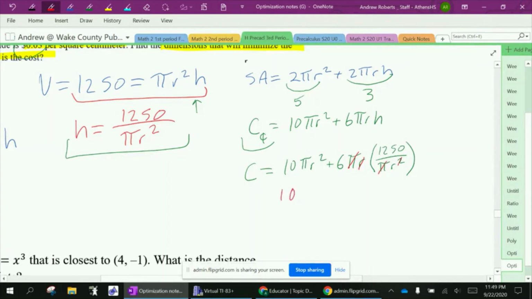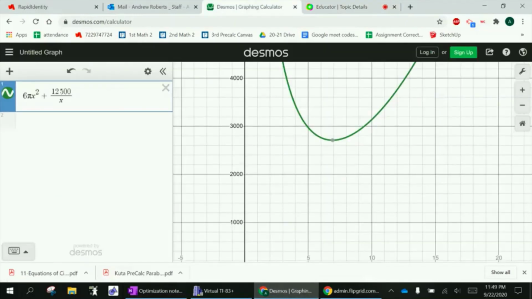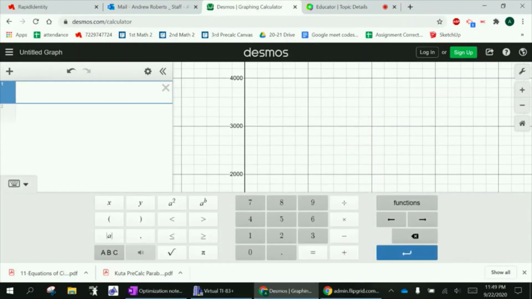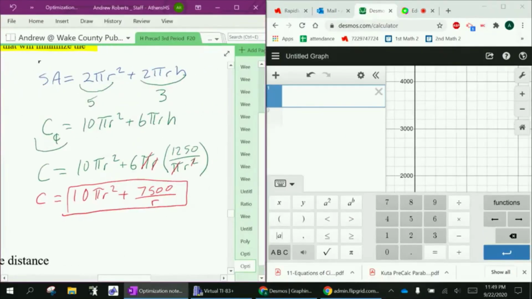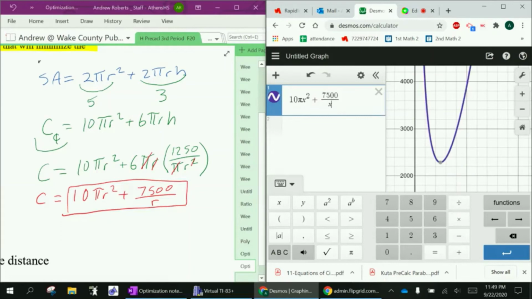And by that I mean there's a calculator sitting right here next to me. So 10 pi r squared plus 7,500 divided by r. That's my cost equation. I've got to find where that is the minimum. So I'm going to go to Desmos, and I'm going to type in that equation. So the equation was 10 pi r squared, now we're using x for r, plus 7,500 divided by r.